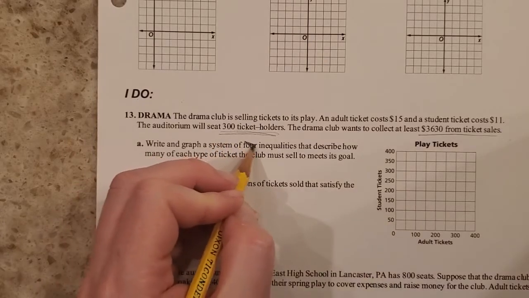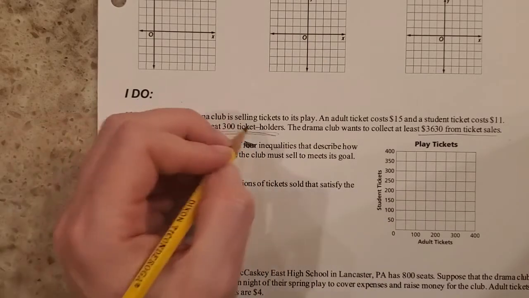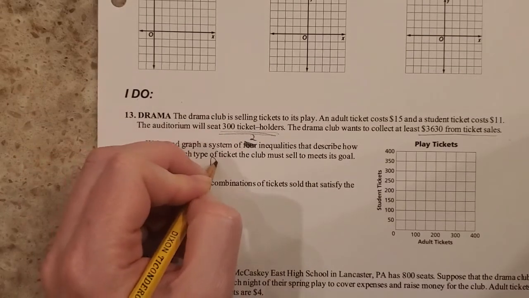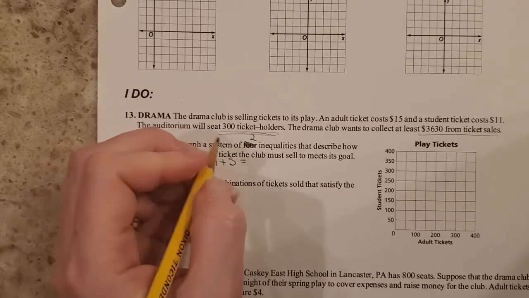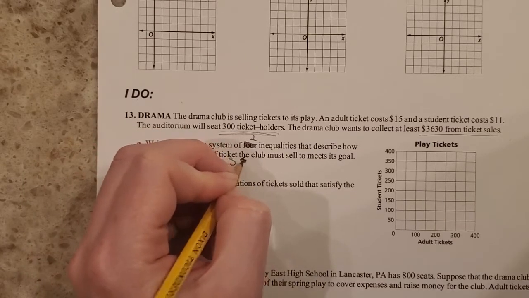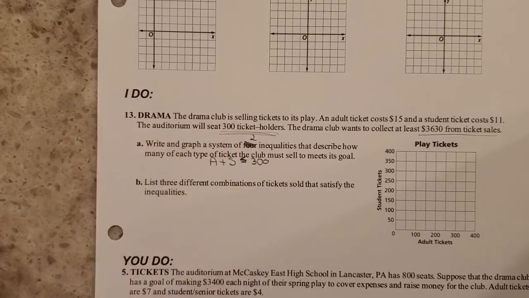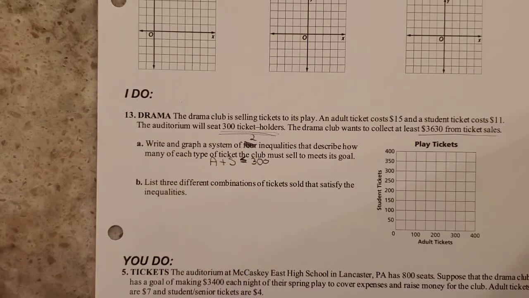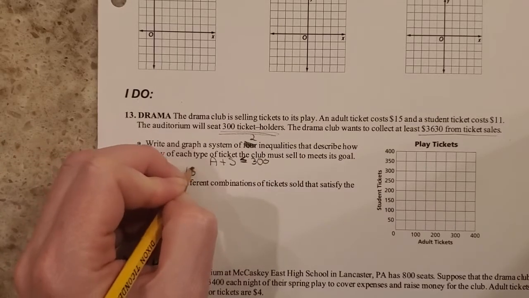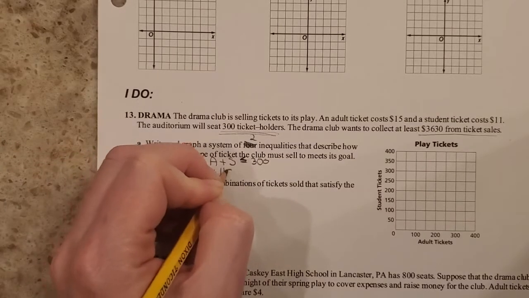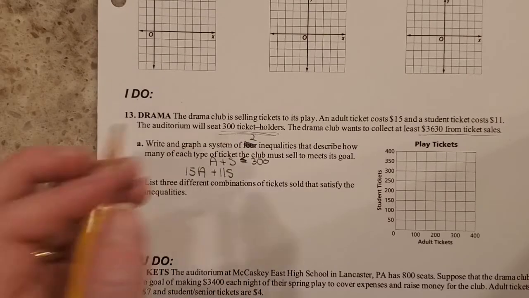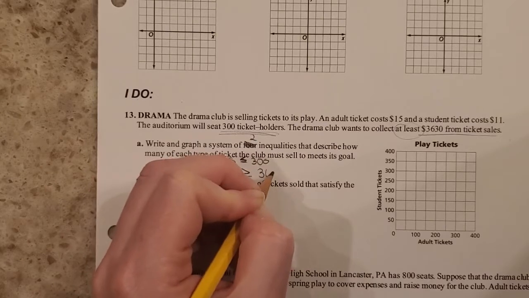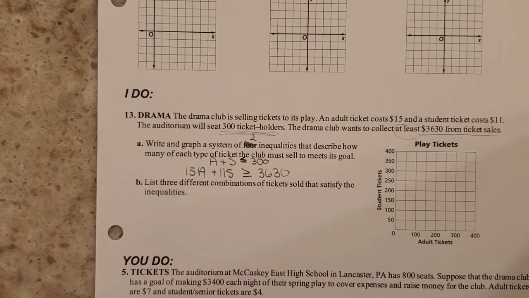And there's a typo here. We shouldn't write 4 inequalities. We only need to write 2. So let's first write about the number of tickets. So adult tickets plus student tickets should be less than or equal to 300. They can't sell more than 300 tickets. They could sell 300, so either equal to or less. Then we gotta look at the cost. So an adult ticket costs $15 and a student costs $11. And they wanna make at least, so that means more than or equal to $3,630.